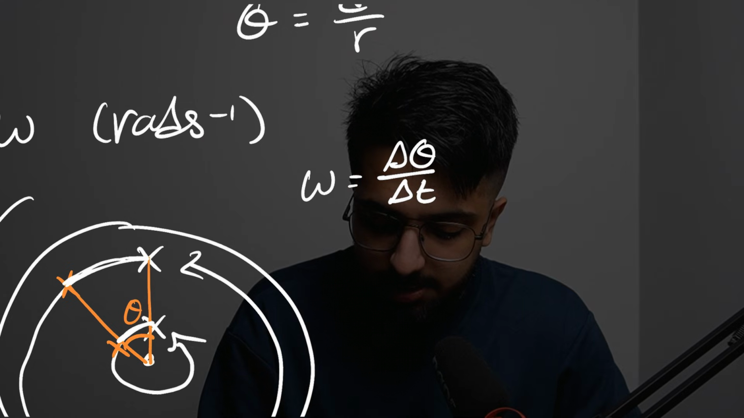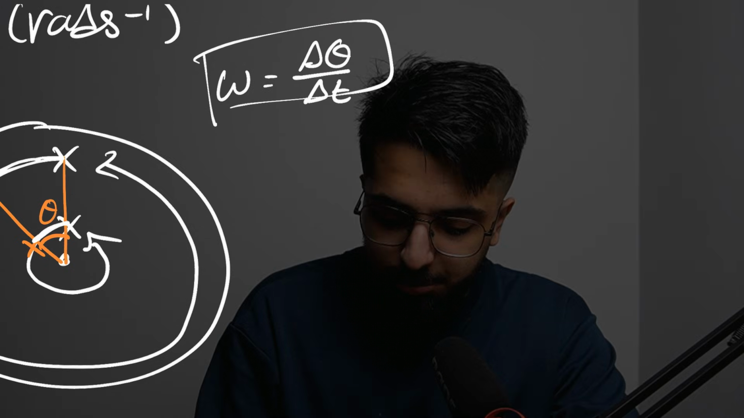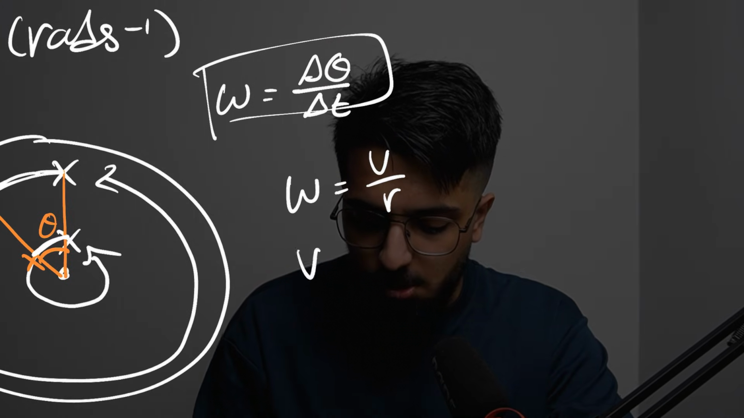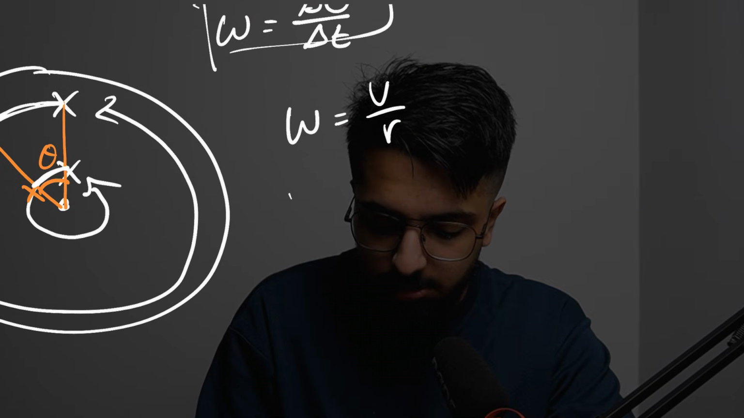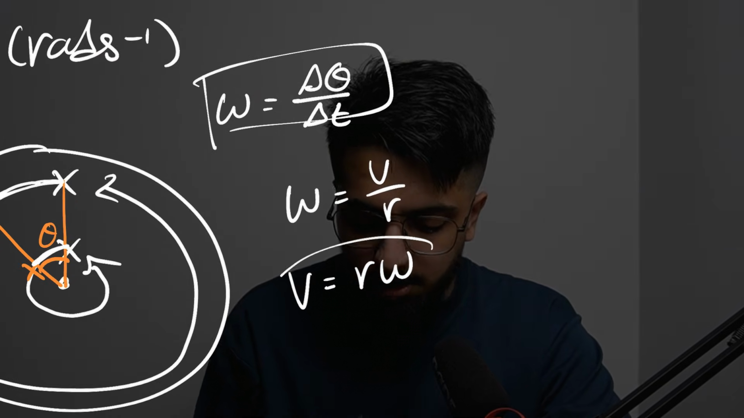Now we have this equation for our angular velocity. However, on your formula sheet, you have probably seen something like omega is equal to v over r, or the rearranged version, v is equal to r omega. So how do we get these equations?